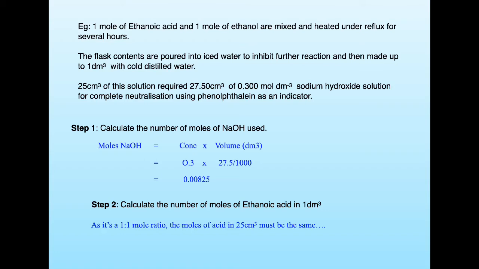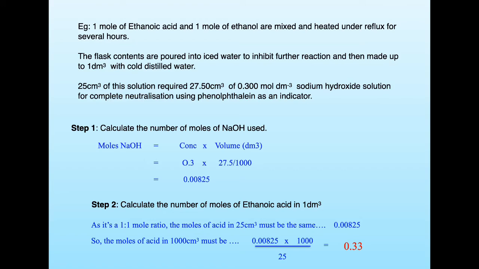Well, it's a 1-to-1 mole ratio, so the moles of acid in 25 centimeter cubed must be the same as above, 0.00825 moles, same as the sodium hydroxide. So in 1,000 centimeter cubed, obviously we scale this up and we get 0.33 moles.